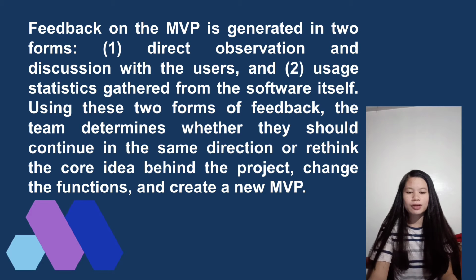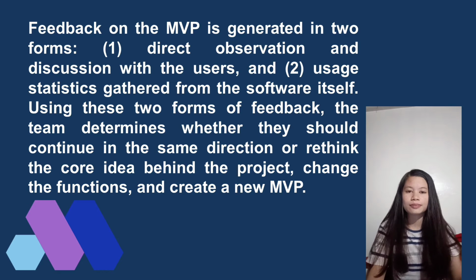Feedback on the MVP is generated in two forms. First one is direct observation and discussion with the users. The second one is usage statistics gathered from the software itself. Using these two forms of feedback, the team determines whether they should continue in the same direction or rethink the core idea behind the project, change the functions, and create a new MVP.